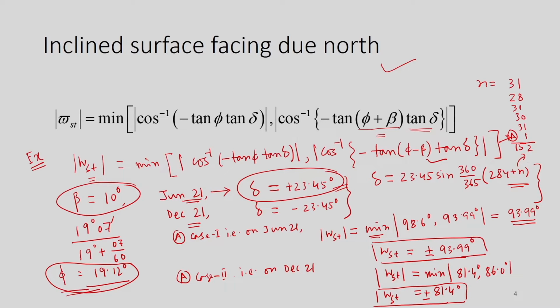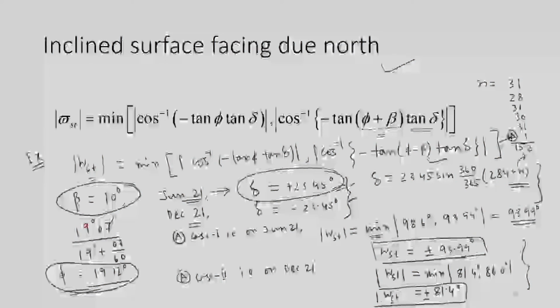So, this is the procedure for how we need to calculate omega st for this kind of situation, when the inclined surface is facing due south. And this variation is due to declination, as you can understand from this numerical exercise. So, if declination is varying, then our values of omega st are also varying.